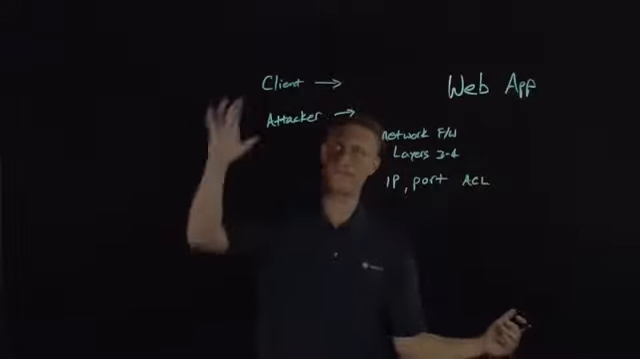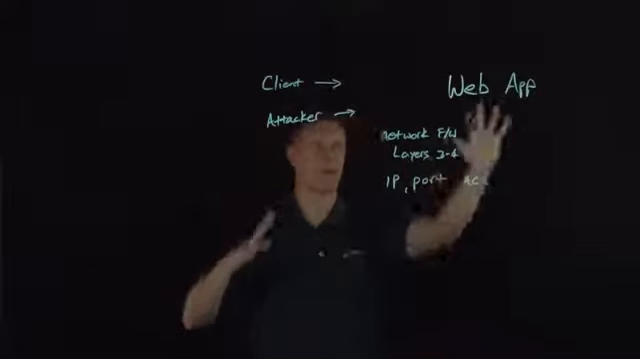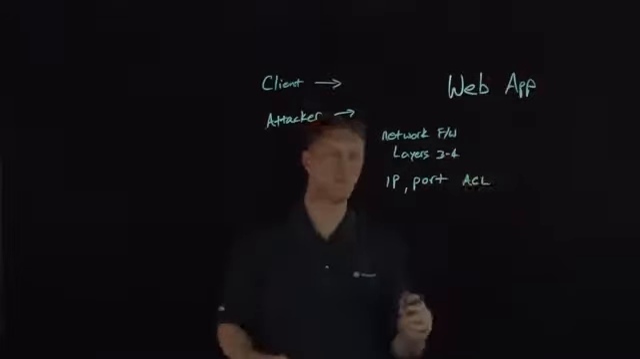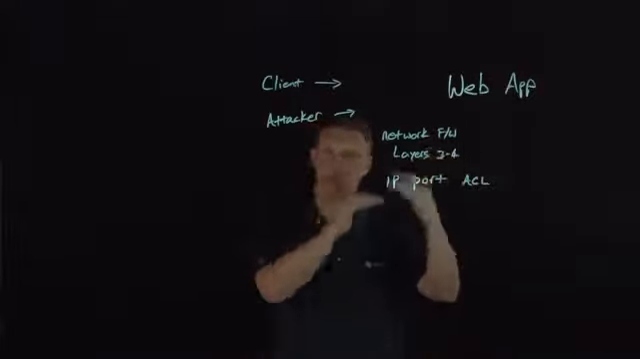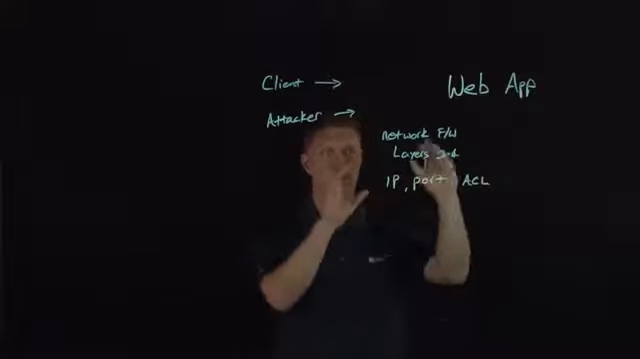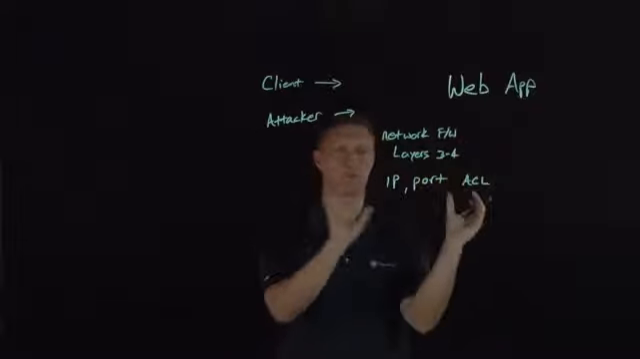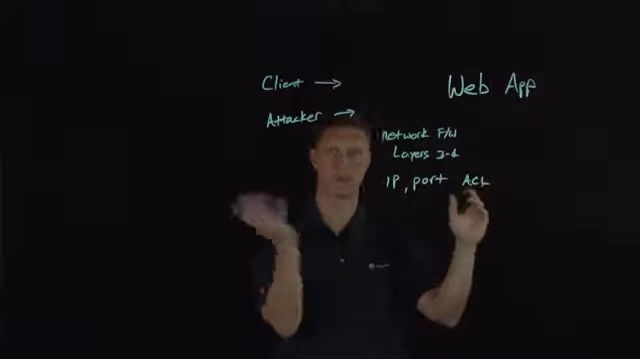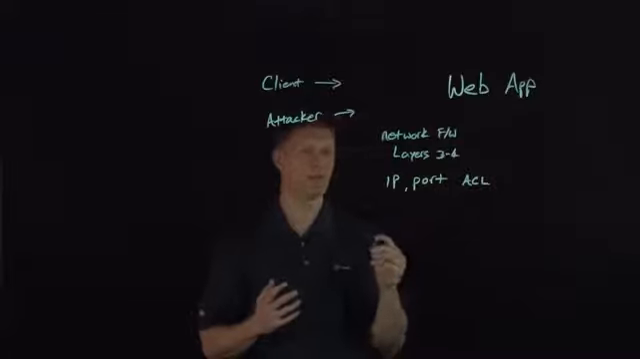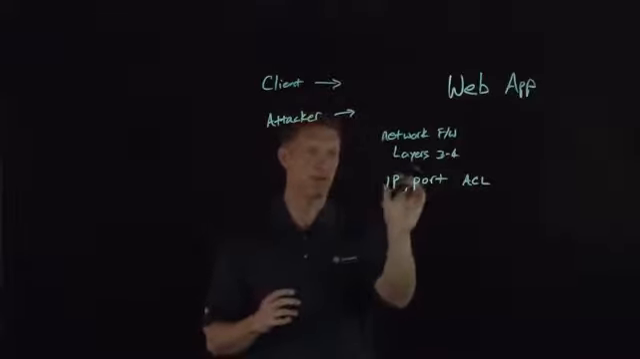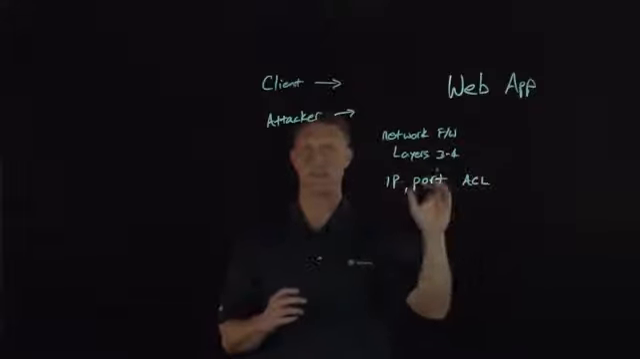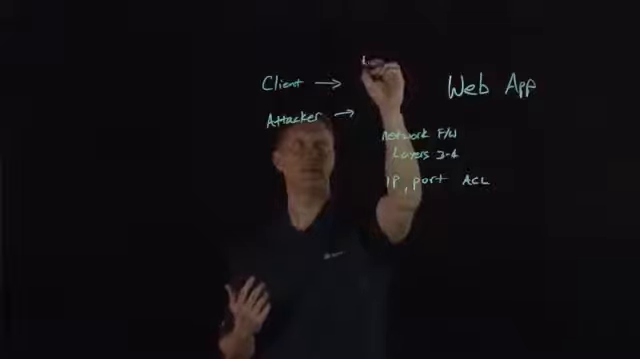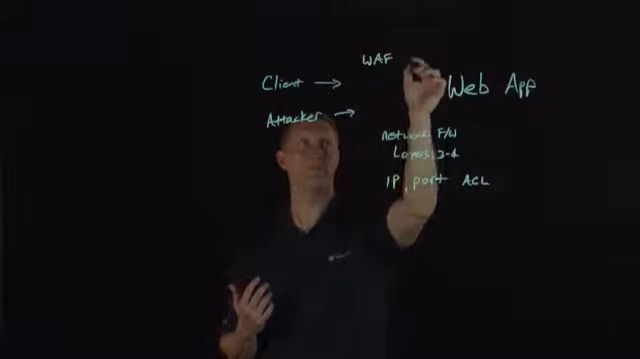So if a client or an attacker or whoever it is comes into your web application on an IP address or a destination port number, then your network firewall can block those or let them in. And your typical layer 3-4 network firewall does a great job of handling that level of access to your web application. The problem though is that you need more than just that, because there are other attacks, and this is where a web application firewall comes into play.